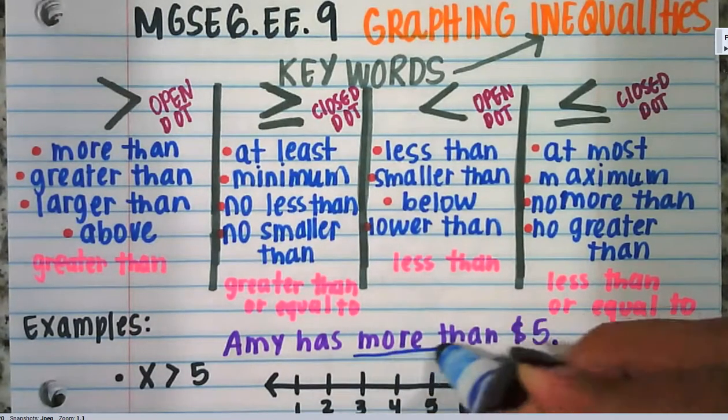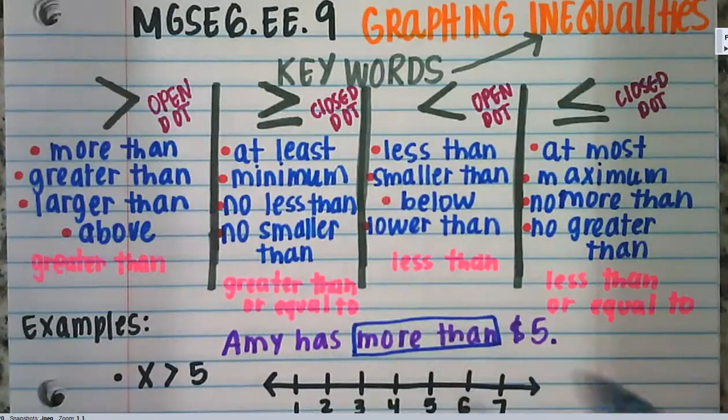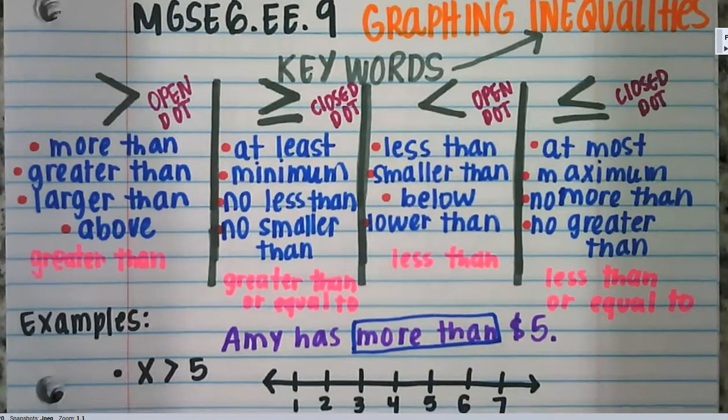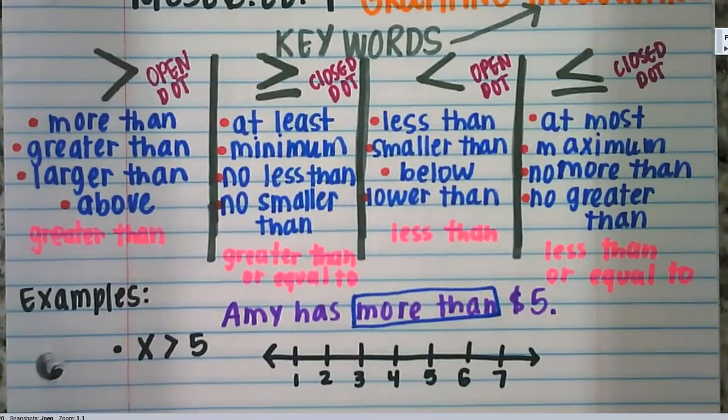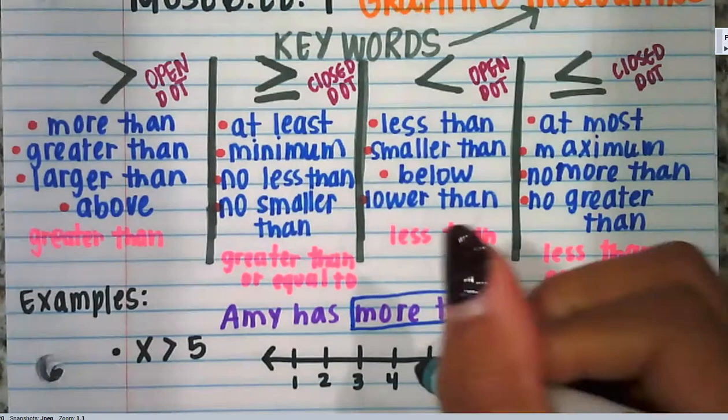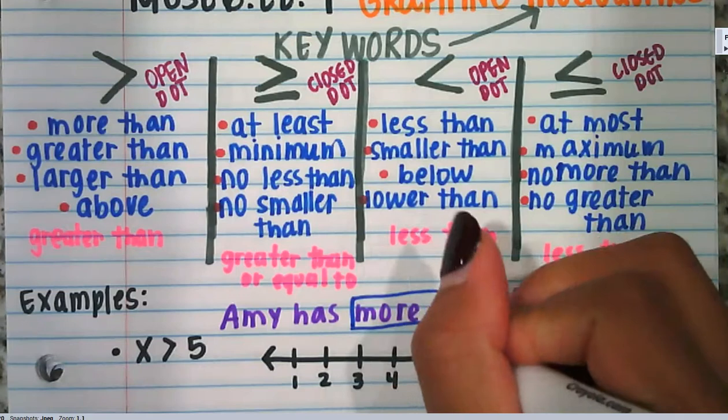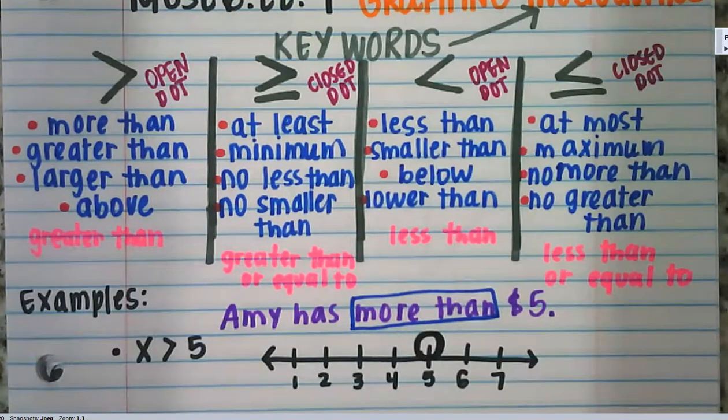So we have our keyword here, more than. So now the question I have is, does Amy have $5? No, she has more than $5. So we're going to have to put at 5 an open dot because she doesn't have $5. She has more than $5.